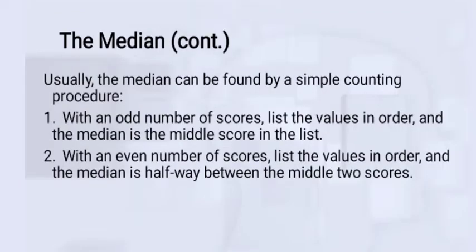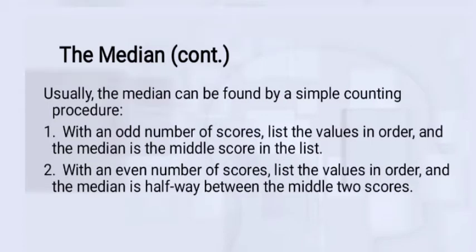Usually, the median can be found by a simple counting procedure. So we have 1. With an odd number of scores, list the values in order, and the median is the middle score in the list. Number 2. With an even number of scores, list the values in order, and the median is halfway between the middle two scores. So let us have an example to further understand.